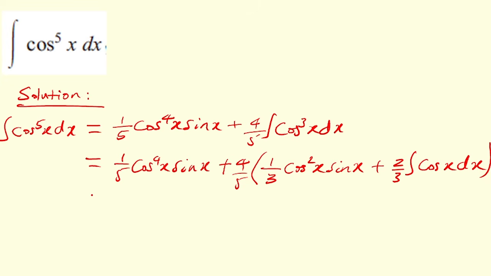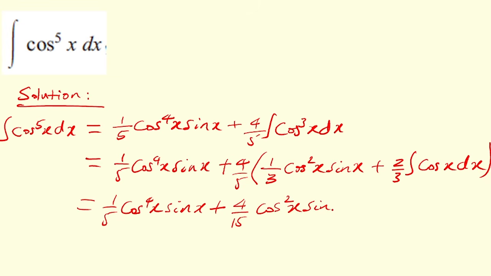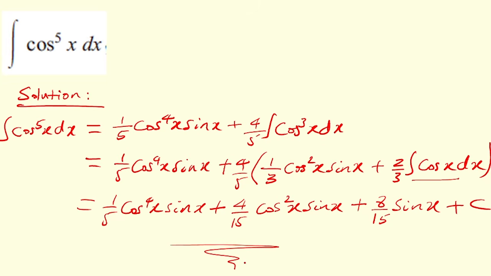Then distribute 4 over 5: 1 over 5 cos^4 x sin x, plus 4 over 5 times 1 over 3, which is 4 over 15, cos^2 x sin x, plus 4 over 5 times 2 over 3, which is 8 over 15, times the integral of cos x sin x, plus c. This is the answer.